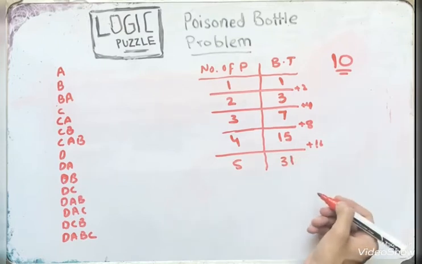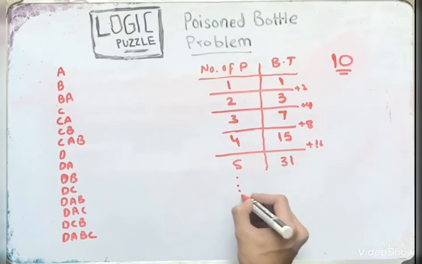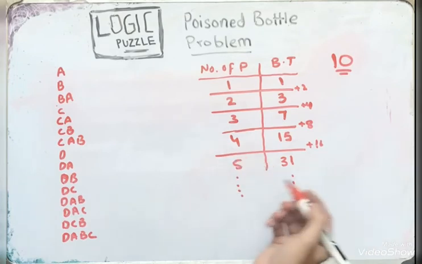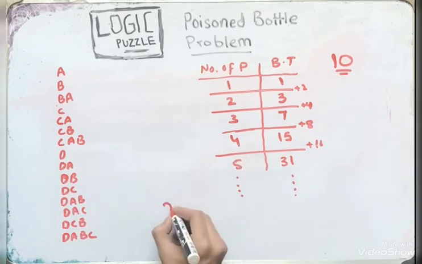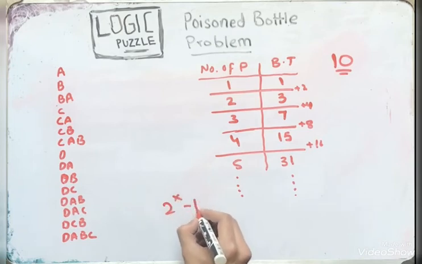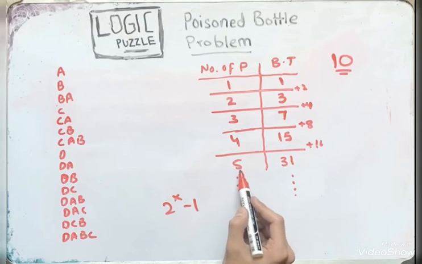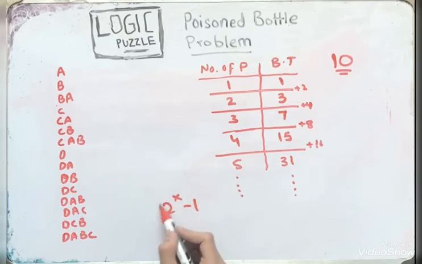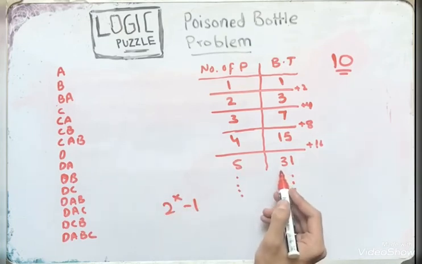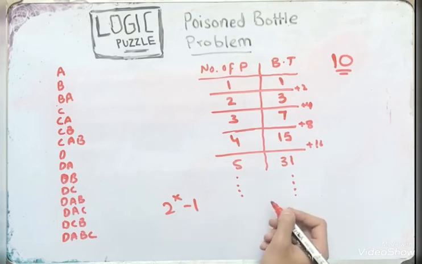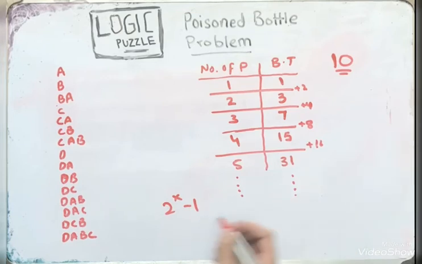31, and so on. That's how you can achieve a general formula for number of prisoners and number of bottles, that is 2 to the x minus 1. So how does it work? If you put in 5 here, 2 to the power 5 is 32 minus 1, that's 31. And if you put in 10 here, 2 to the power 10 minus 1, then you will have that number of bottles to be tested for 10 prisoners.